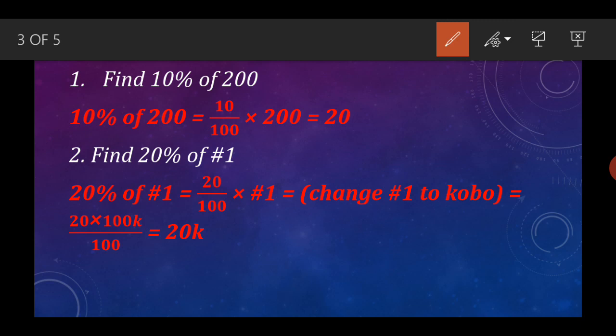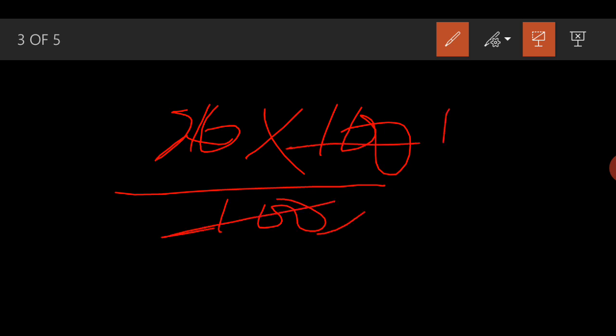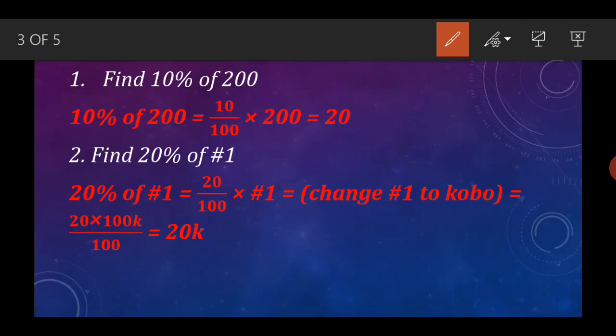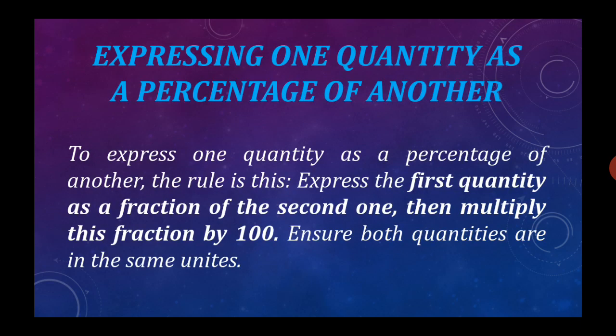Yes, that is how we did it. Then we now said 20 times that 100 all over the 100. 100 in 100 gives 1, 100 in 100 gives 1. 20 times 1 gives us 20. That's how we get it now as kobo: 20 kobo.